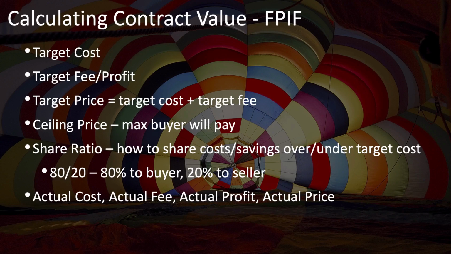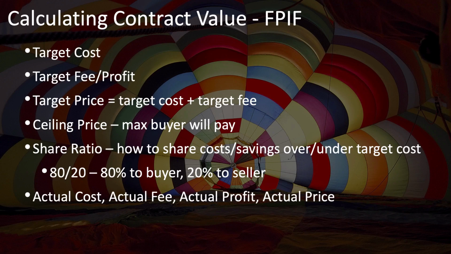The share ratio defines how the buyer and seller will share any cost savings or cost overruns. It's measured relative to the target cost. The ratio is expressed with the buyer's percentage listed first. For an 80-20 share ratio, 80% of any cost savings are retained by the buyer, and 20% are awarded to the seller. If the work goes over the target cost, then 80% of the extra costs are paid by the buyer, while the seller has to pay for the other 20%.